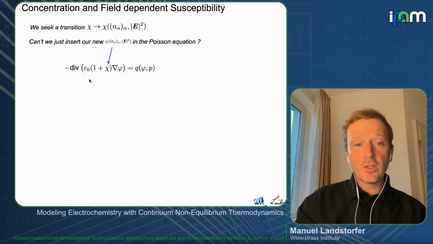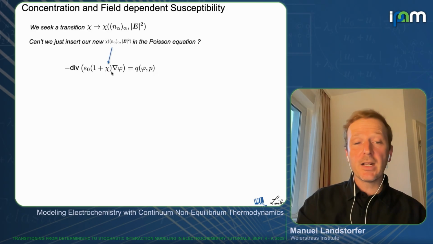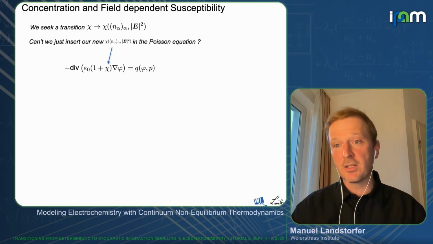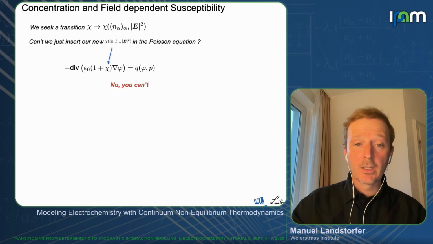Well, in the first place, you can just imagine that, isn't it just fine that we consider a dielectric function which depends now on concentration and electric field, and we plug this into the Poisson equation? Isn't this just meaningful or sufficient, or however you would call it? And the answer is no, you can't.